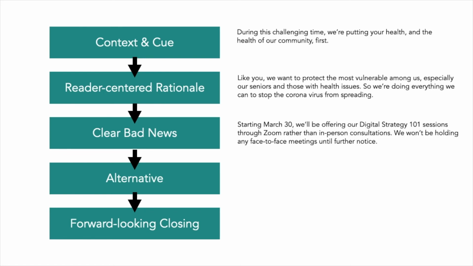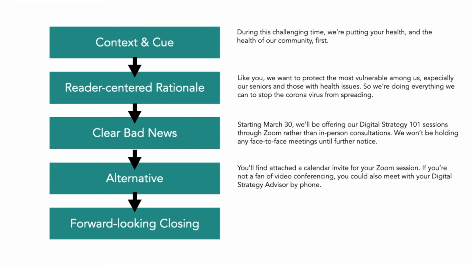Then it's time to give the bad news, and you want to do that in a way that's very clear. In fact, you'll see in this example, the bad news is delivered twice in two different ways, one positive and one negative, so that there's no way it can be missed. "Starting March 30th, we'll be offering our Digital Strategy 101 sessions through Zoom rather than in-person consultations." Now, if you missed what's happening there, it's then spelled out in the negative: "We won't be holding any face-to-face meetings until further notice." Okay, very clear. But then there's an alternative.